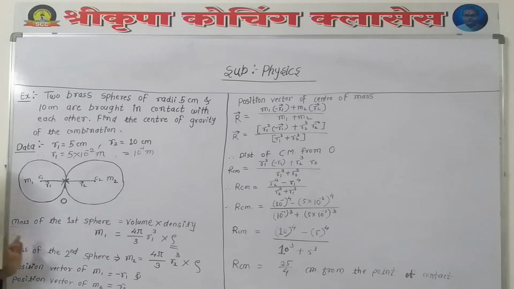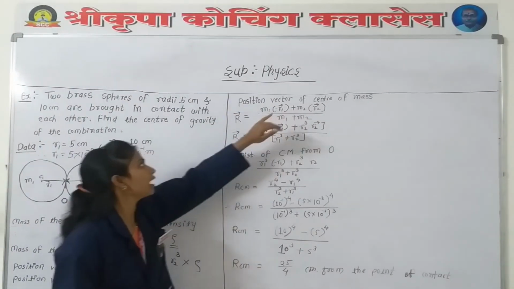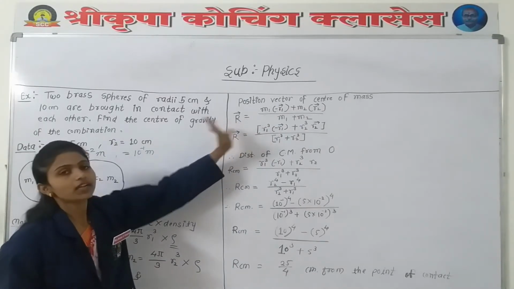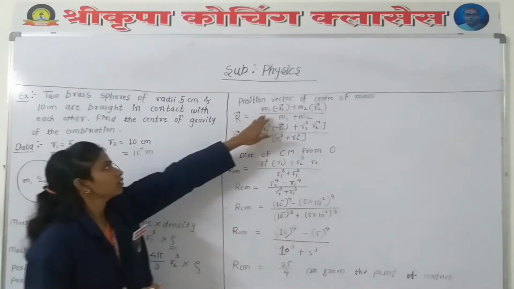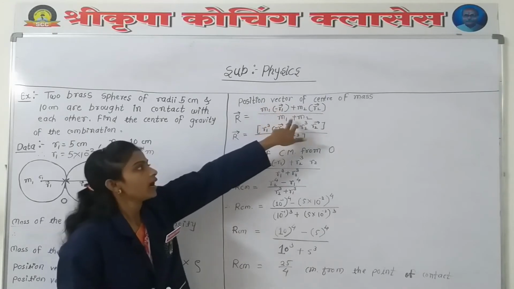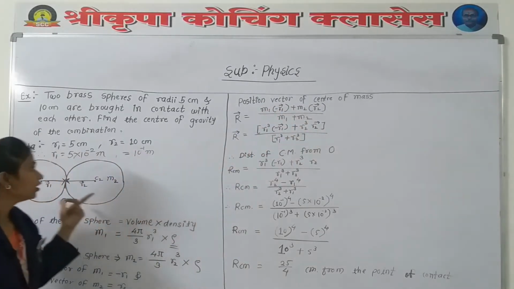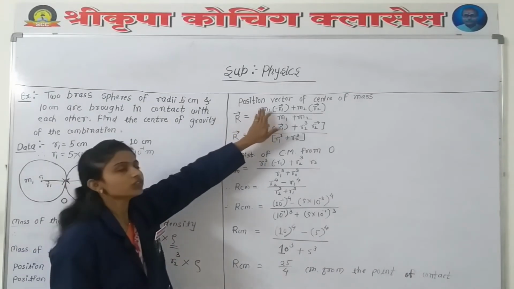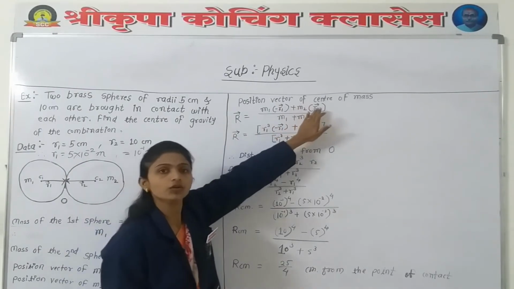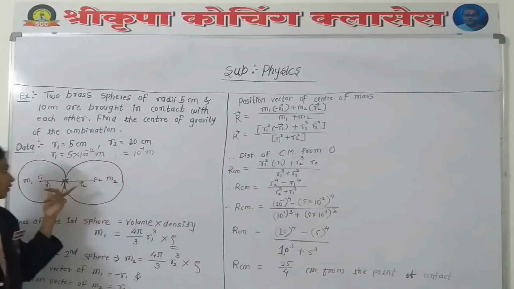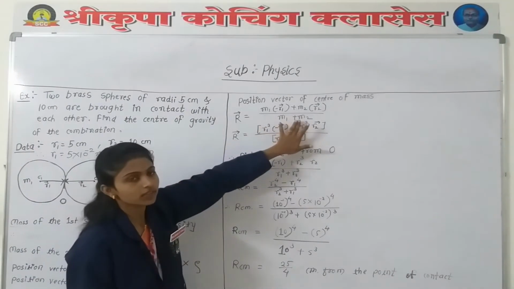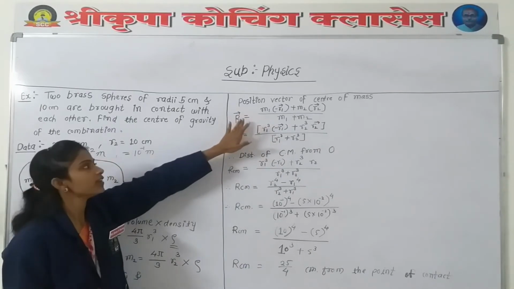The position vector of the center of mass is denoted by capital R bar. We know that the position vector is the sum of the products of the mass and the position vector of the two spheres, divided by the addition of the masses of the two spheres. Here, M1 into minus R1 vector plus M2 into R2 vector upon M1 plus M2, that is our position vector of the center of mass.